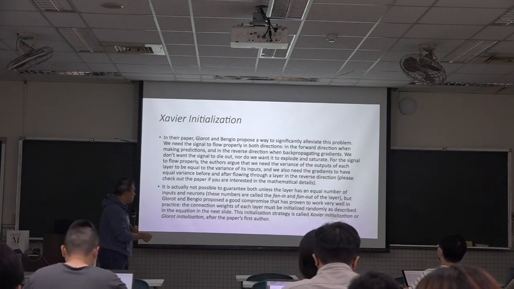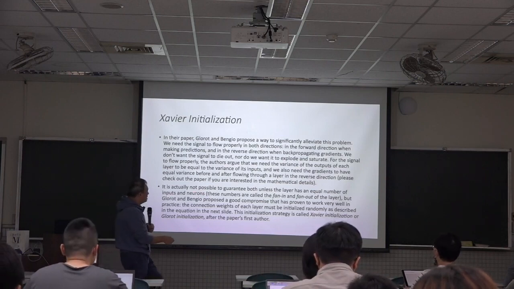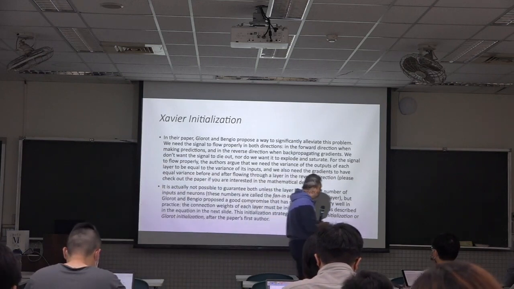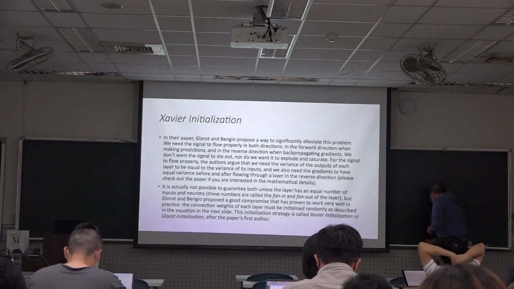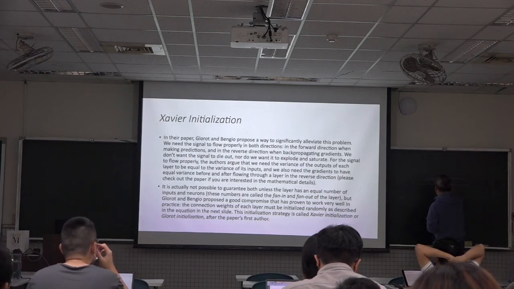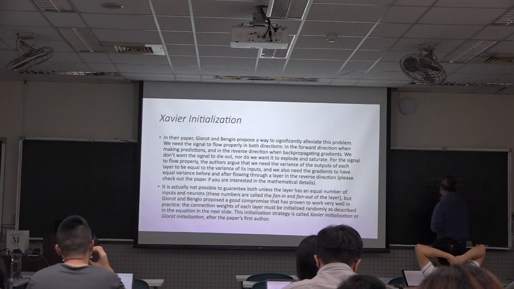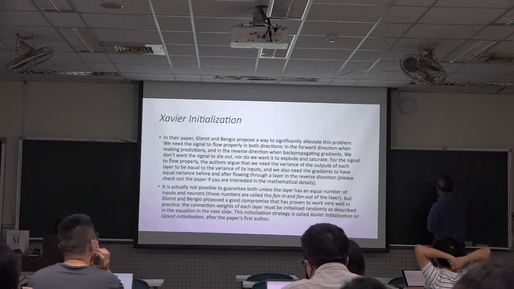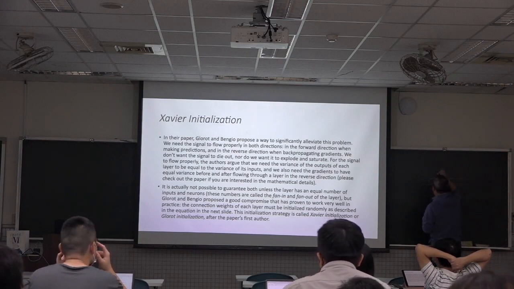We call that the fan in and fan out of the layer, okay. So what do we mean by fan in and fan out? For each layer, say this is a layer, each neuron has some connections to the neurons in the previous layer, right? We call the number of connections for this neuron the fan in. And the fan out is the number of connections from this neuron to the neurons in the next layer. So this is the fan out.